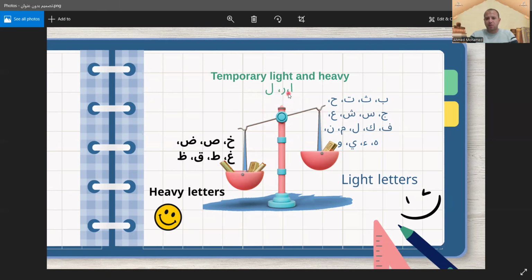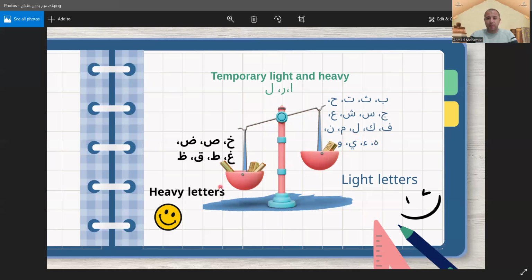And of course, in the middle between light and heavy, there are some temporary light and heavy letters, which are alif, ra, and lam. When we have to pronounce them heavy or light, later, inshallah, we're going to explain that. Just keep it in your mind: the right side, these are the light letters.